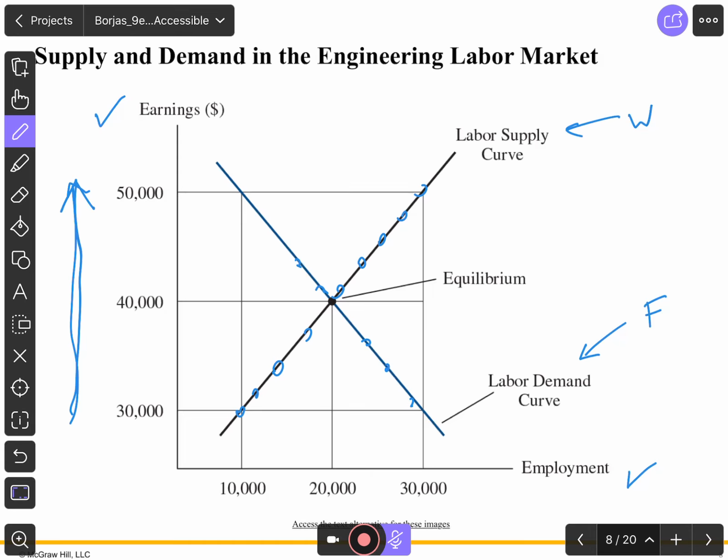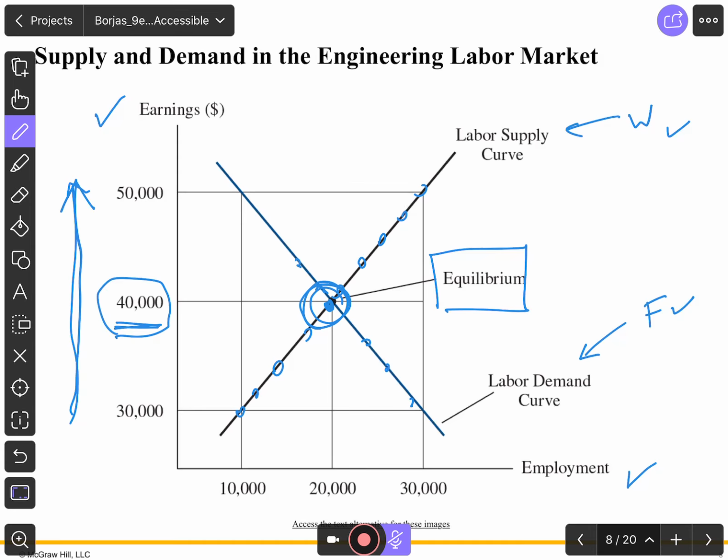But there is a point of equilibrium where both are satisfied. For example, here, the 40,000 is satisfying for both the workers and the firms, and that's why we call it the point of agreement, the point of equilibrium. And at this point of equilibrium, the workers are happy to earn 40,000, and the firms are happy to pay the 40,000.